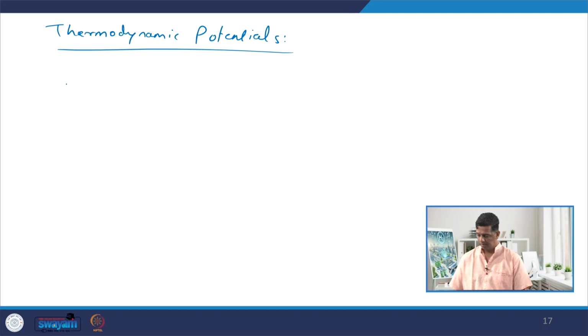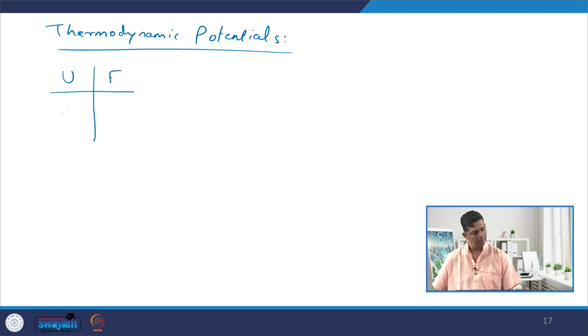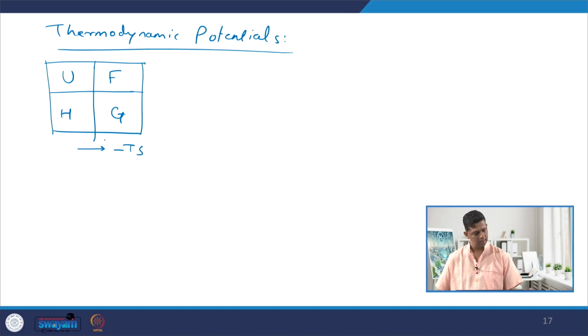Thermodynamic potentials. So, we have 4 thermodynamic potentials: U, F, and we have enthalpy and the Gibbs free energy. Let me put them in the box. So, this is minus Ts and this is minus Ts and this is plus PV. U is internal energy, F is Helmholtz potential, H is your enthalpy and G is your Gibbs free energy.